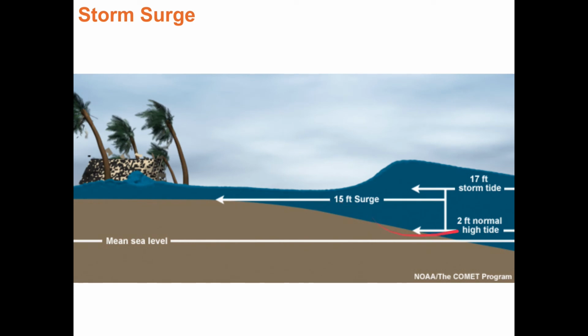Storm surge. So underneath the hurricane, you get high wind, and the high wind makes high waves. So you've got high wave heights, but then the height of the ocean also rises. So now you have higher sea surface levels along with higher wave height, and all of that combines to make storm surge. So in this example, we've got a 17-foot storm tide with a 2-foot normal high tide. That should be 19. I don't know what they're doing with their math.